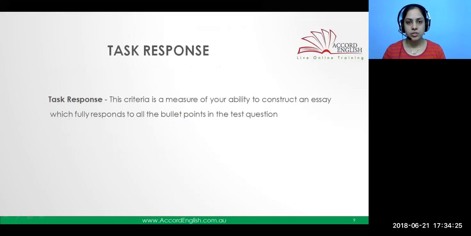So what is task response? Task response is the criteria in which the examiner measures your ability to construct an essay which fully responds to all the bullet points mentioned in the test question.